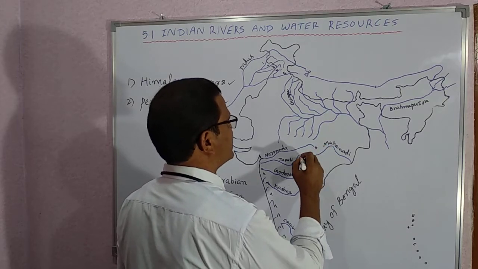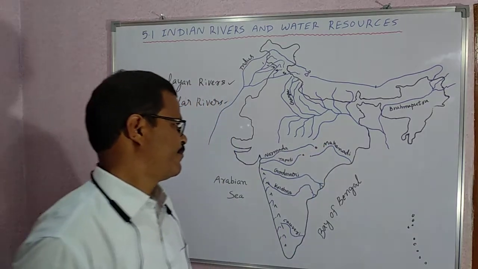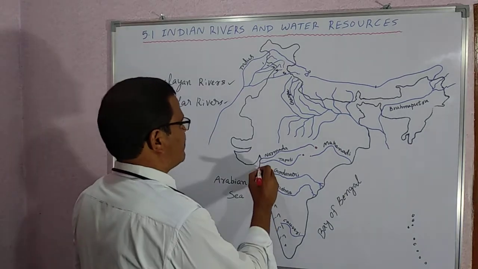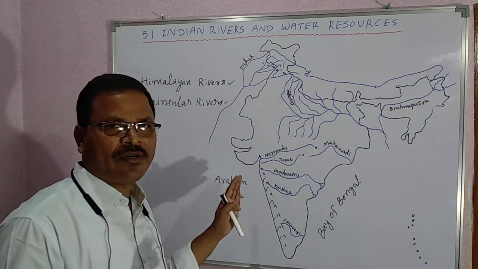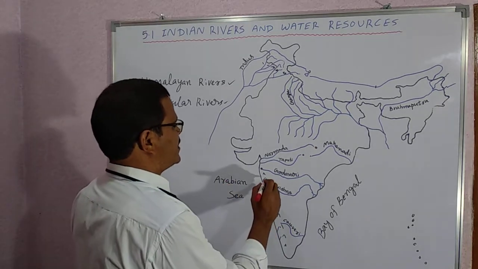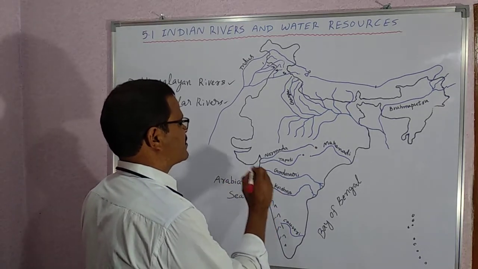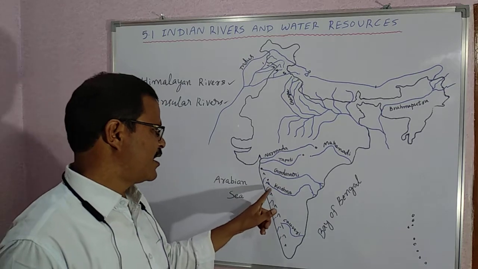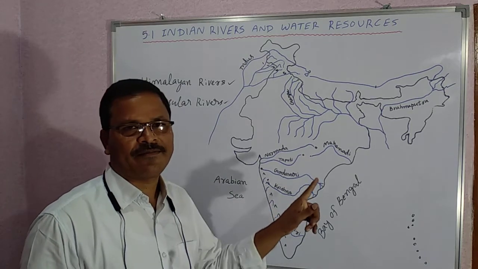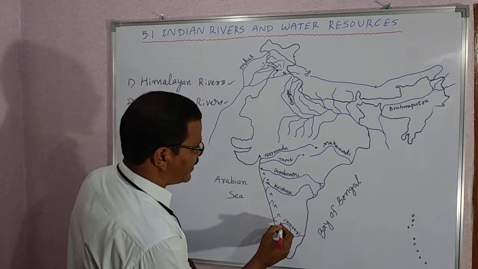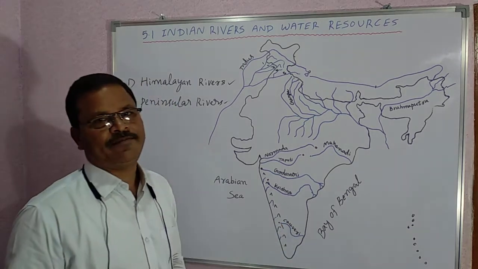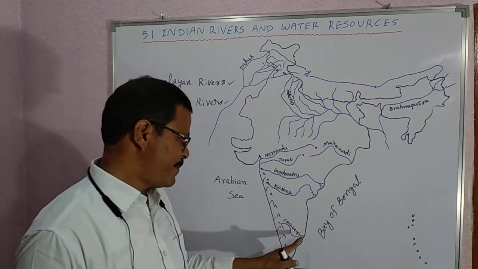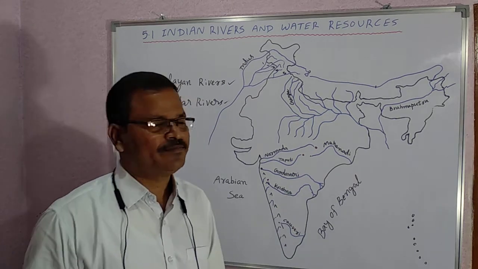This is Amarkantak. This is Multai. This is Nasik, the Trayambak Plateau near Nasik. This is Mahabaleshwar. Mahabaleshwar is the origin of Krishna River. Talakaveri is the origin of Kaveri.